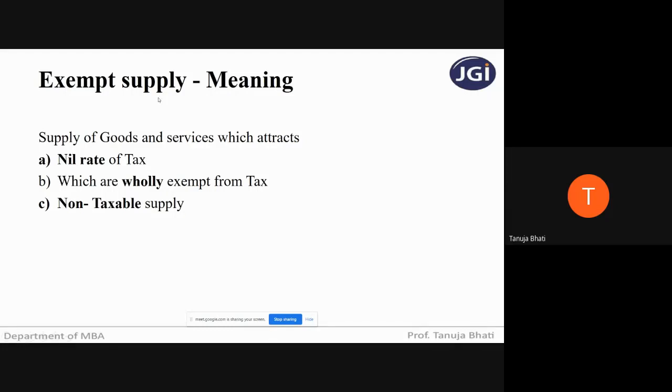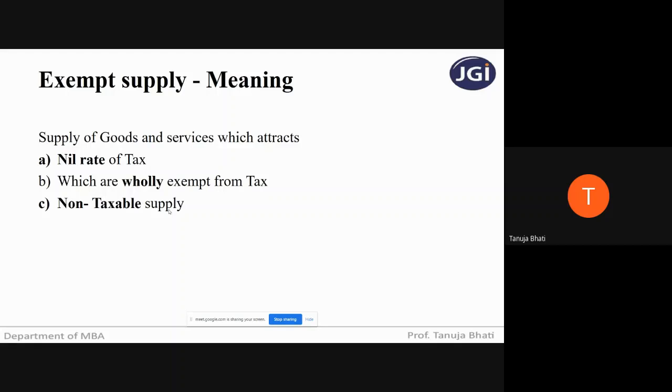Next, exempt supply also includes non-taxable supply. Now, what is non-taxable supply? It means supply of goods and services which are not leviable under the GST Act. Either it can be under CGST Act or IGST Act. That means these goods and services are not falling into the GST ambit only. For example, you can say alcohol for human consumption. It is non-taxable supply because it is not falling under the GST.